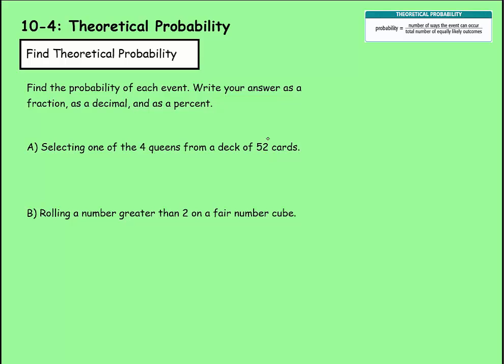Well, there's 52 total cards to choose from, and they're all just as likely to be picked as the other ones. So equally likely outcomes on the bottom is 52, and then any of those 4 queens would make this event occur. So it'd be 4 over 52. Simplifying that, dividing each by 4 would give us an answer of 1/13. Finding the decimal by doing 1 divided by 13 would give me an answer of 0.0769 or 0.77. Moving that decimal over twice to give me a percent would be 7.7%.